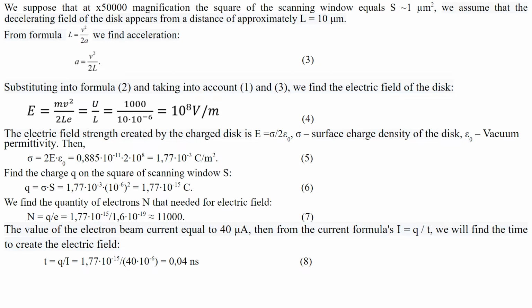In the sixth formula we find the charge on the square of the scanning window. In the seventh formula we find the quantity of electrons needed for this E field. The value of the electron beam current is equal to 40 micrometers. Then, from the definition of the current, we find the time to create this E field in the eighth formula. To compare, we took substrates made of glass, aluminum and silicon.